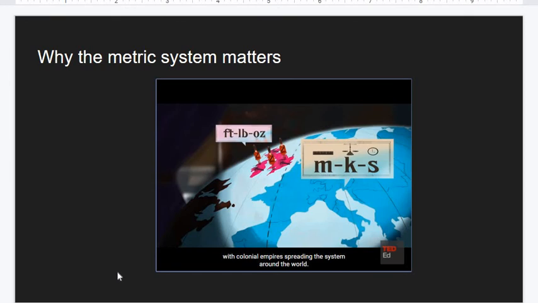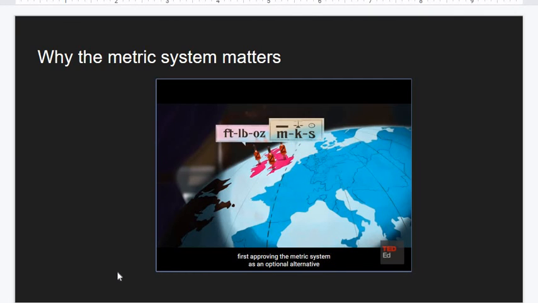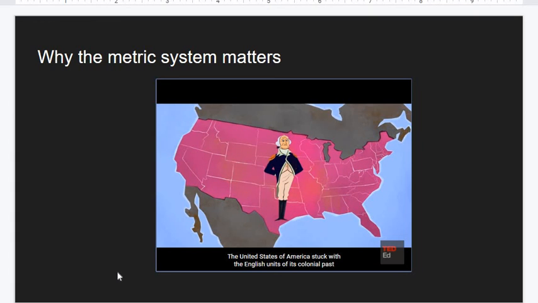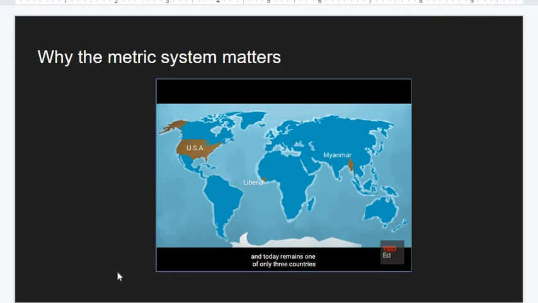As France's main rival, Britain had resisted revolutionary ideas and retained its traditional units. But over the next 2 centuries, the British Empire slowly transitioned, first approving the metric system as an optional alternative before gradually making it official. However, this switch came too late for 13 former colonies that had already gained independence. The United States of America stuck with the English units of its colonial past, and today remains one of only 3 countries which haven't fully embraced the metric system.